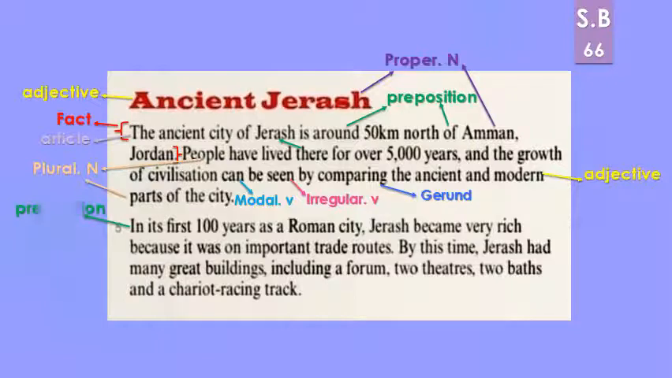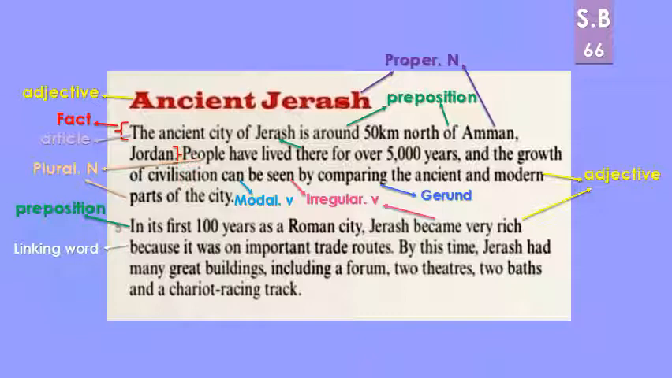So here we have in, it is preposition وهي حرف جر. Became, it is irregular verb and it is past simple form وهي تصريف ثاني. Here we have rich, it is adjective, and here we have because, it is linking word وهي كلمة ربط أنها ربطت الجملة الأولى مع الجملة الثانية.